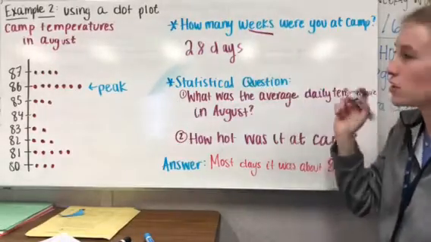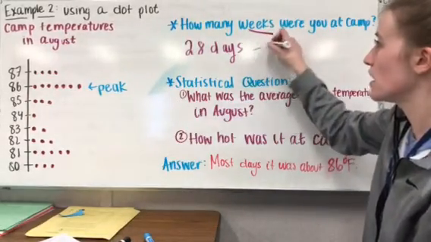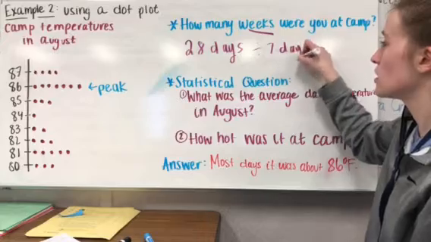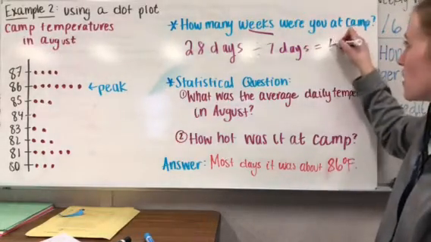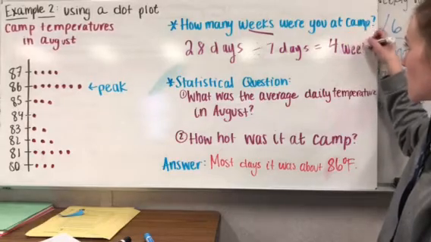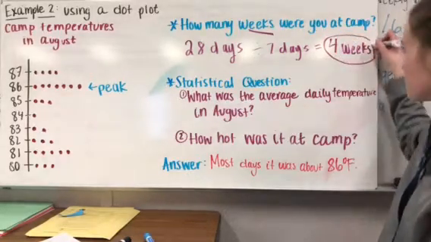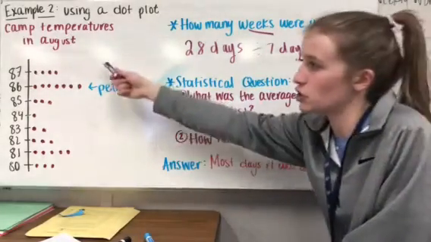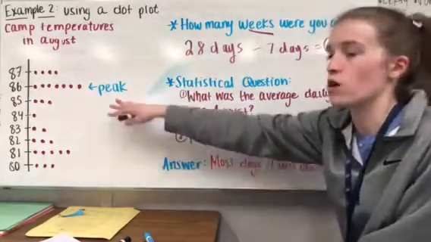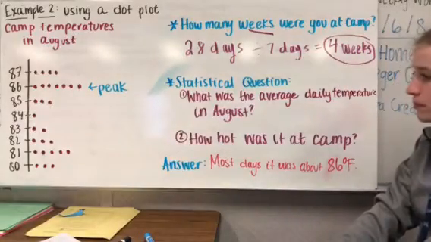I still need to find how many weeks. So I know that 7 days are in a week. So I can divide this by 7 days and end up with 28 divided by 7. I was at camp for 4 weeks. If I ever ask you how many data values are there, that means just counting these dots since I have 1 dot for every data value.